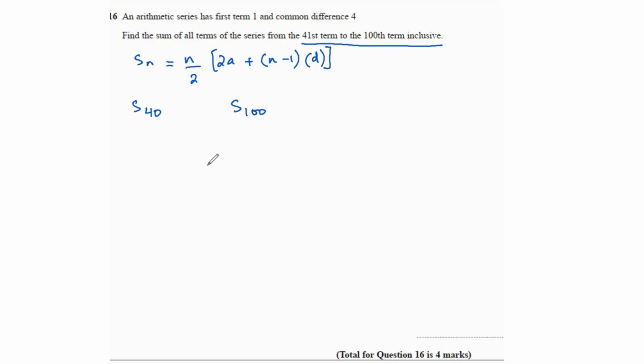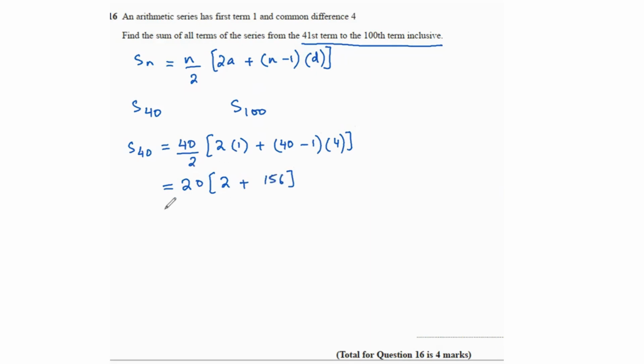So S40 is going to be 40 over 2 times 2 times 1 plus 40 minus 1 times 4. 40 divided by 2 is 20. 2 plus 39 times 4, that's 156. So 156 plus 2, 158 times 20, and that's 3,160.